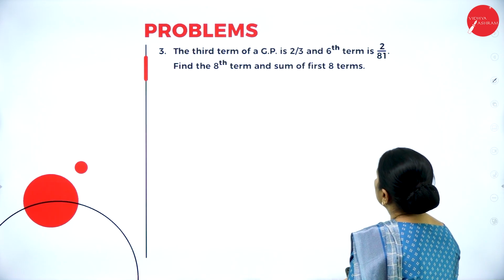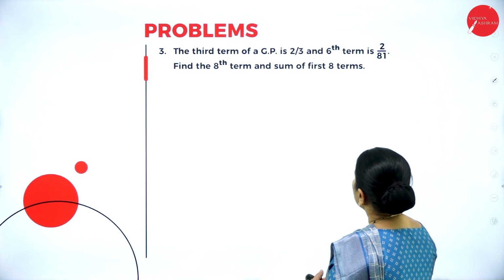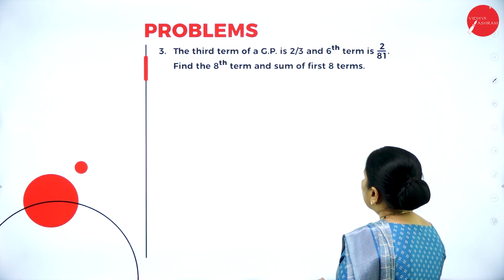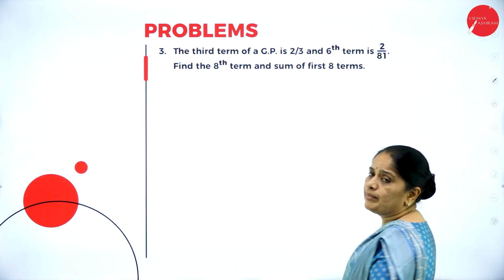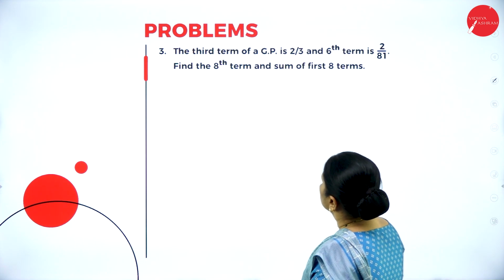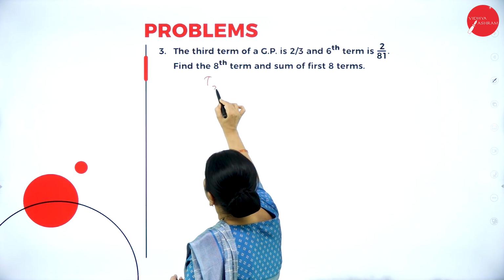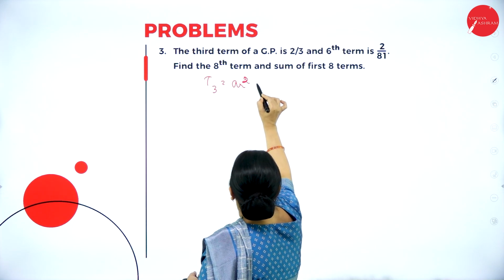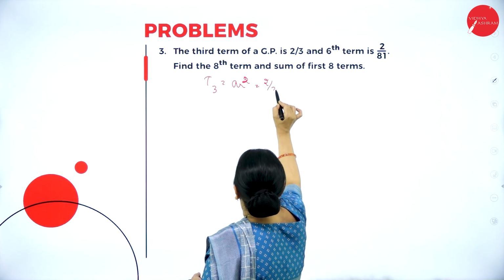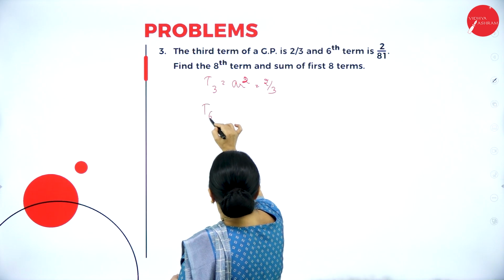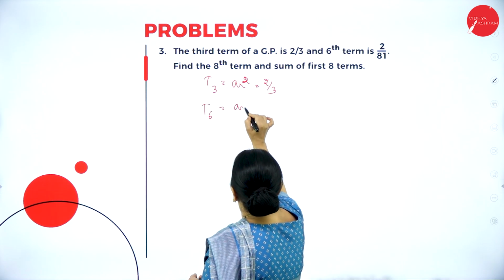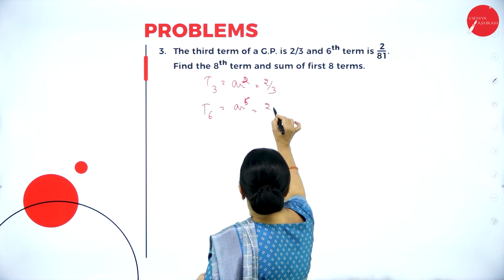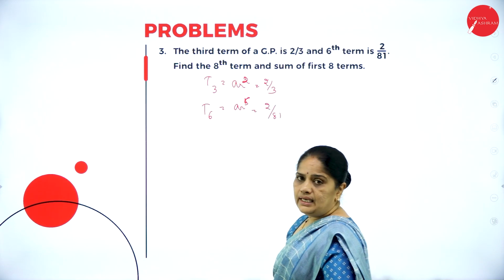Now the third term of the GP is 2 by 3 and the sixth term is 2 by 81. Find the eighth term and the sum of the first 8 terms. So T3 is given. So AR square equals 2 by 3 and T6 equals AR to the power 5 equals 2 by 81.